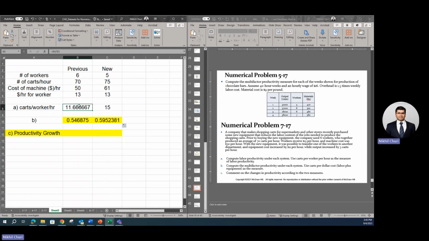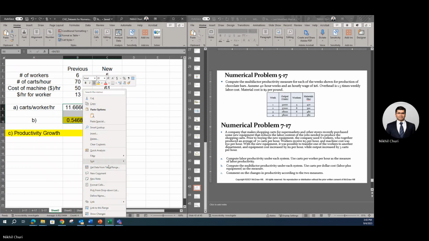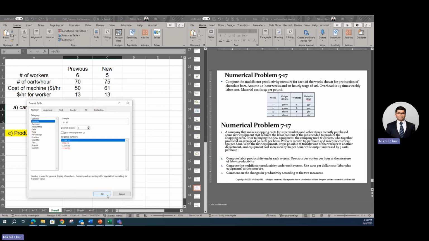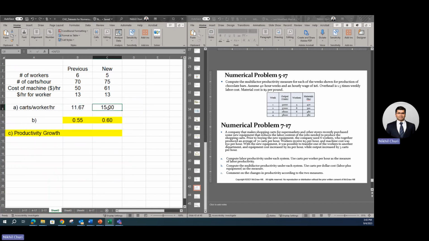Let's just format it out. Two decimals. So 11.67 and 15. And with respect to carts per dollar cost, I'm getting 0.55 for previous and 0.6 for new.